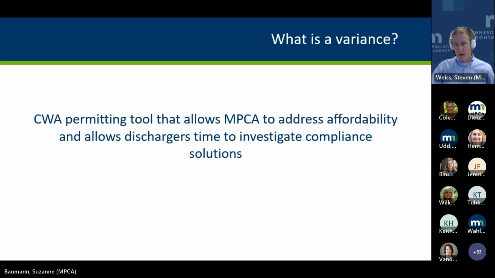Next slide. So the variance is the other family of options. What is a variance? It's a Clean Water Act permitting tool that allows NPCA to address affordability, and it allows dischargers time to investigate compliance solutions. Next slide.